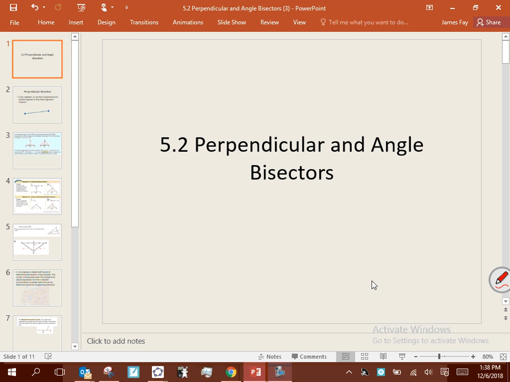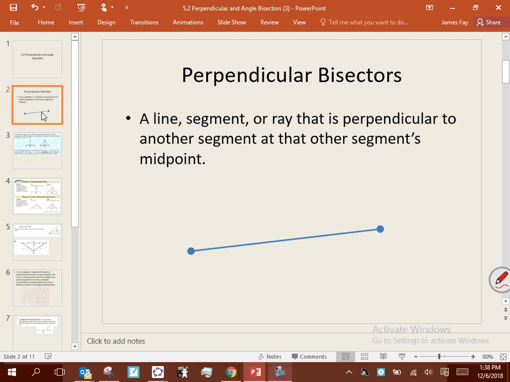5.2, perpendicular and angle bisectors. Okay, I'm only talking about perpendicular bisectors today, though.